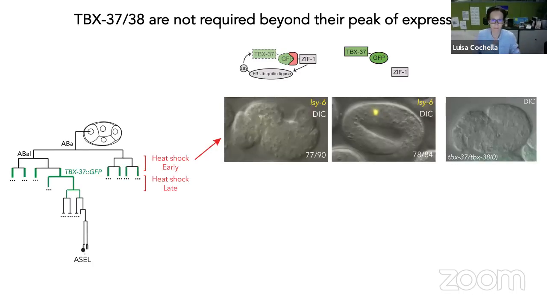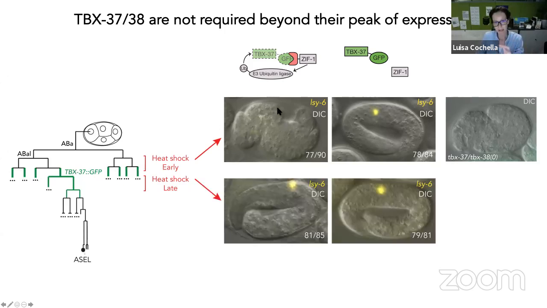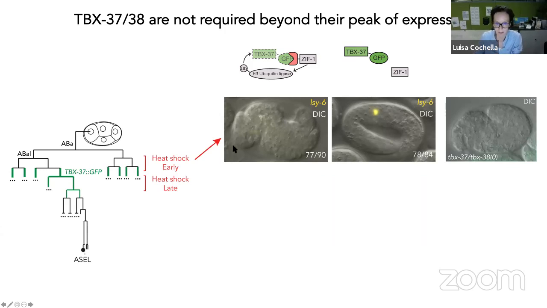So here's the experiment. And one thing I didn't mention is we control the timing of expression of this nanobody SIF1 fusion by putting it under a heat shock promoter. This is the best way we have in C. elegans to control timing of expression. And so if we do this and we heat shock early, targeting TBX for degradation at its peak, what we see is that embryos look, so for those of you who are not familiar, this is a very malformed embryo. This is a nice wild type embryo, but this embryo where we degrade TBX37 looks actually identical to a TBX3738 double mutant animal. So what this means is that our degron system is very efficient at degrading TBX.